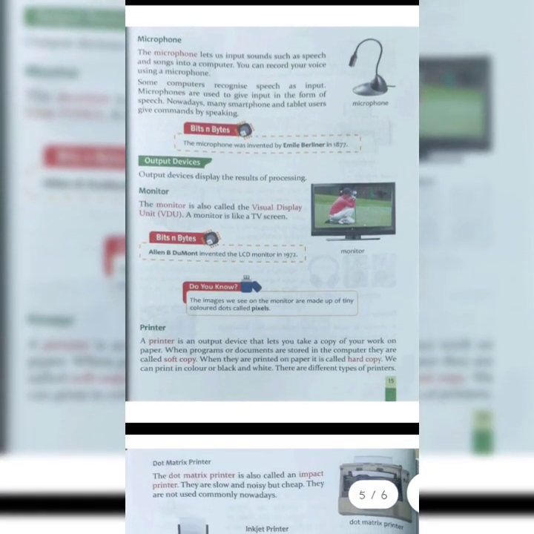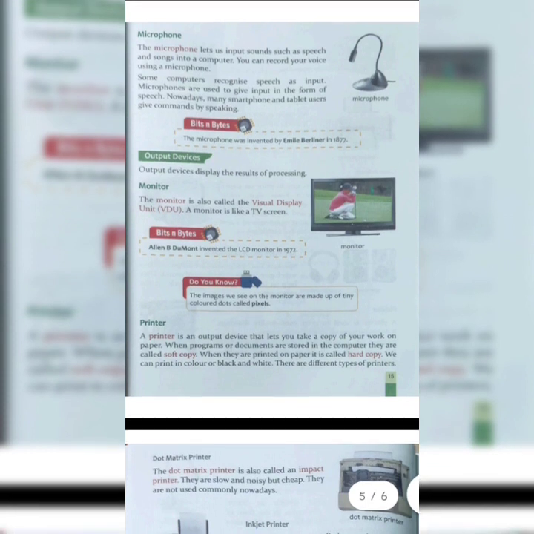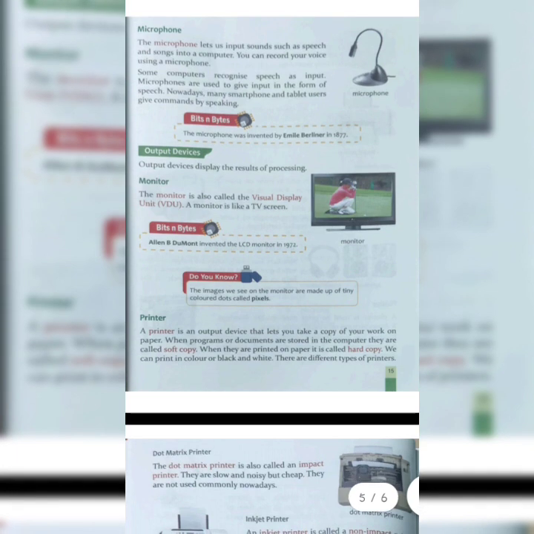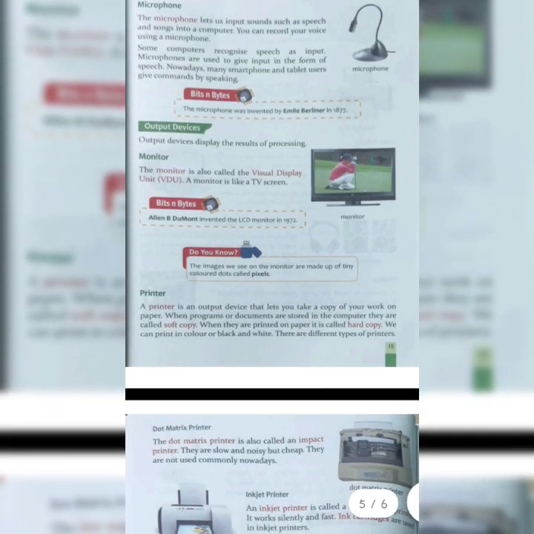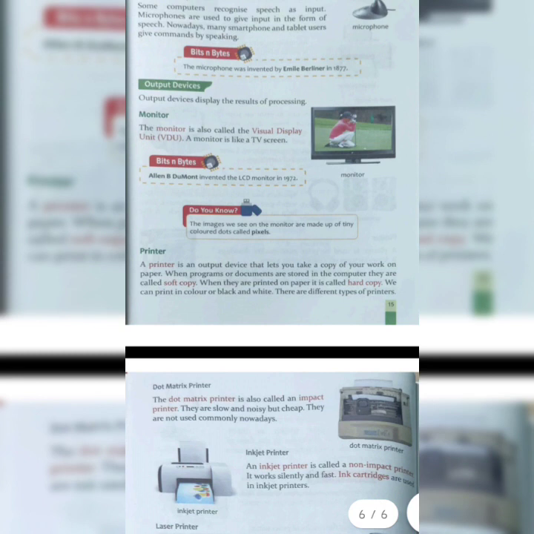Microphone. The microphone lets us input sounds such as speech and songs into a computer. You can record your voice using a microphone. Some computers recognize speech as input. Microphones are used to give input in the form of speech. Nowadays, many smartphone and tablet users give commands by speaking. Have you heard about Alexa?